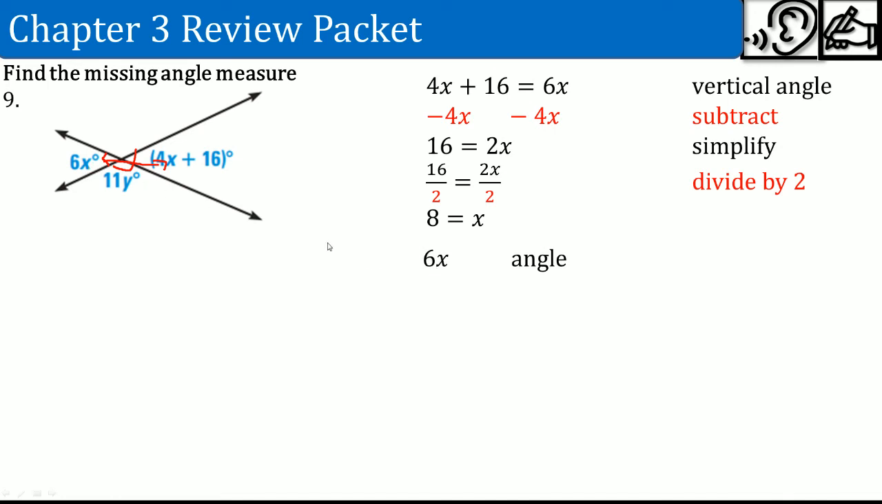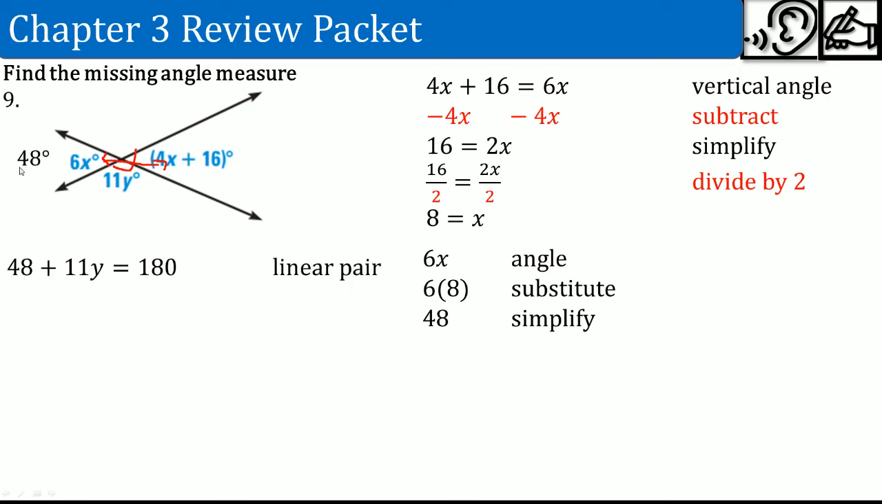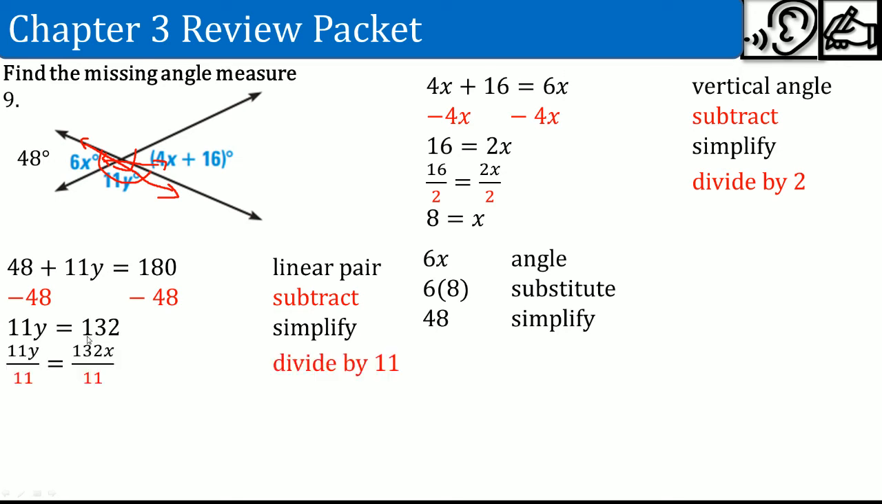6x is your angle. Plug in the x, which is 8. 6 times 8 is 48. So you would say that this is 48 degrees. We know that 48 degrees plus 11y equals 180, because it's a linear pair; they make a line right here. Subtract 48 from both sides, bring it down, and you get 11y equals 132. Divide by 11 on both sides, and you get y equals 12.